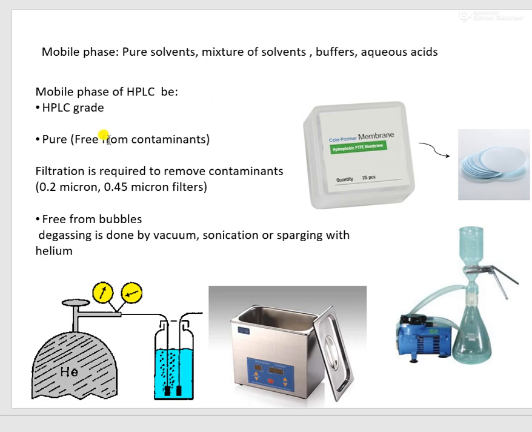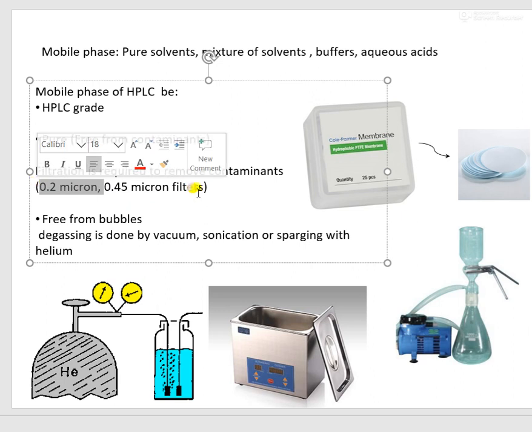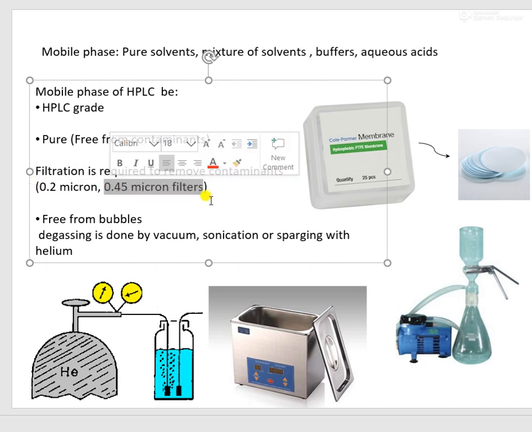So another requirement: solvents which are used as a mobile phase must be pure. That means free from any contaminants. And to remove any contaminants, you can filter your solvent and then use it as a mobile phase. For filtration purposes, you can use either a 0.2 micron filter or a 0.45 micron filter.